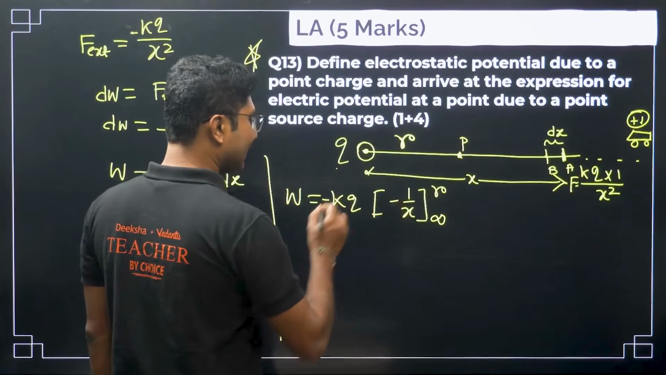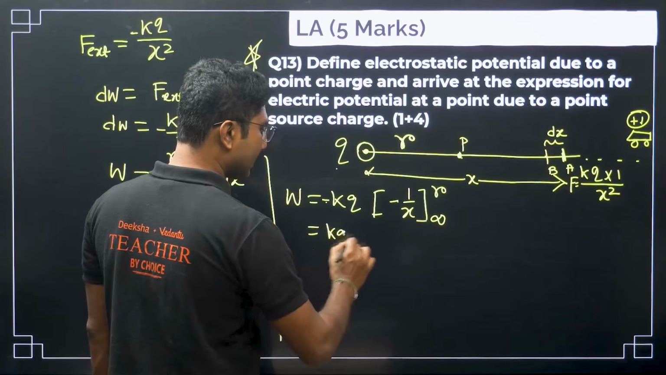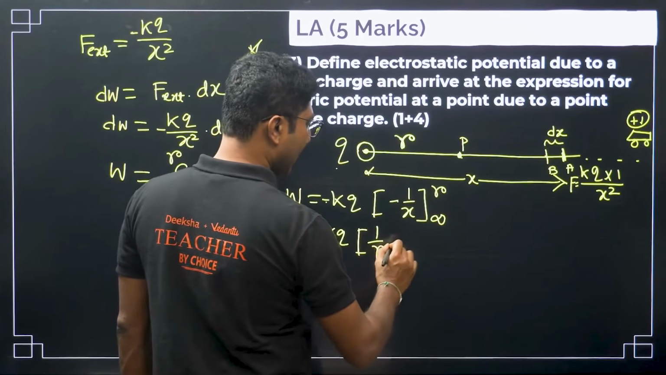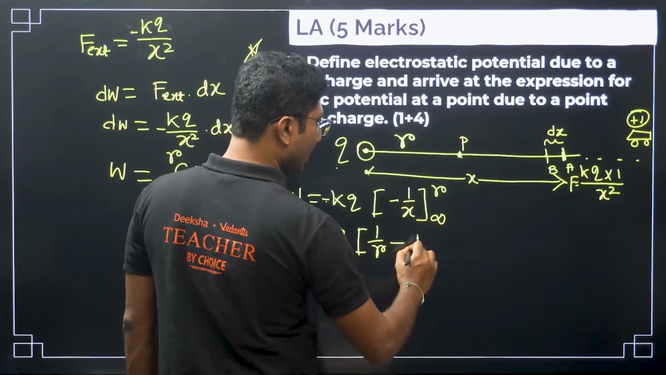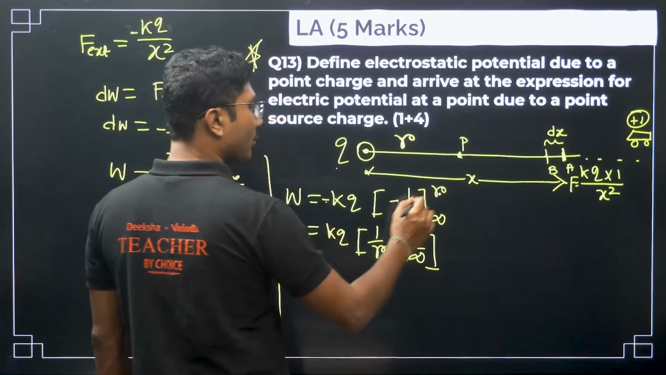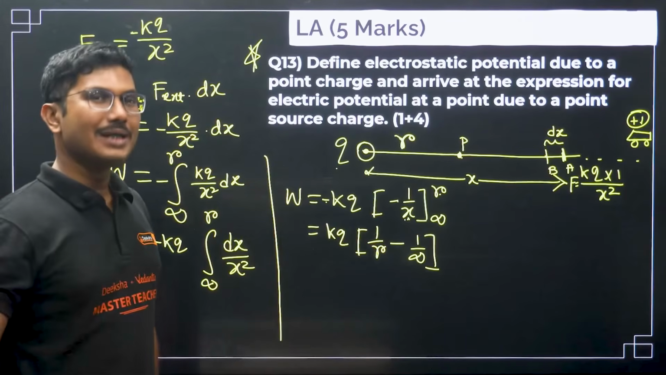Now you can take this negative sign common as well. So this negative and this negative will be common and cancel. So now let's put the upper limit first. Upper limit is r minus lower limit is infinity. So instead of x, we have to put the upper limit once minus the lower limit next.